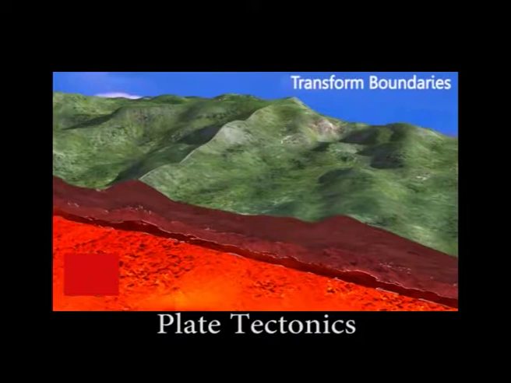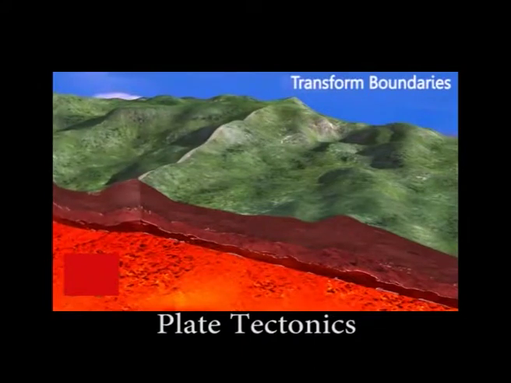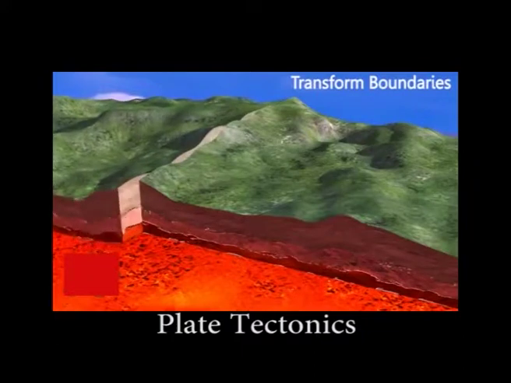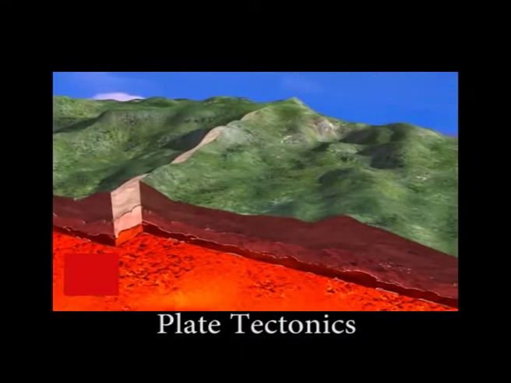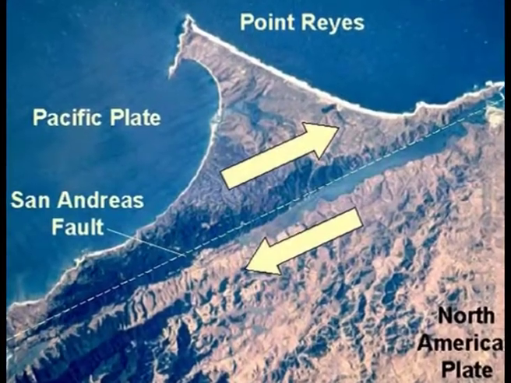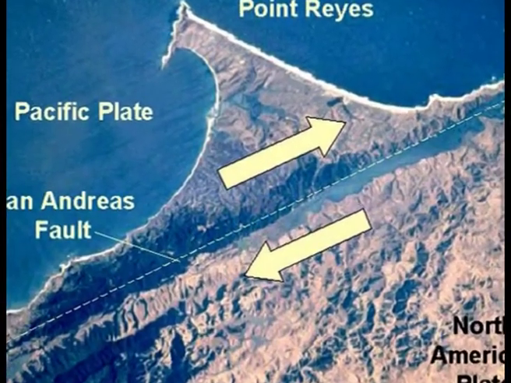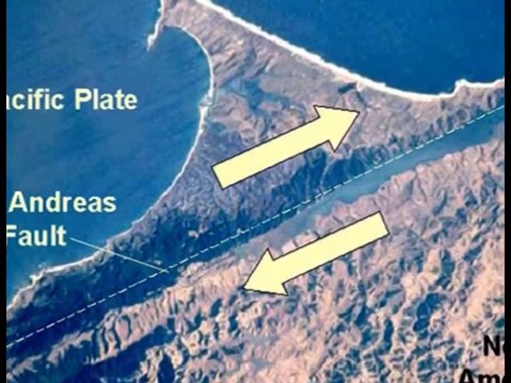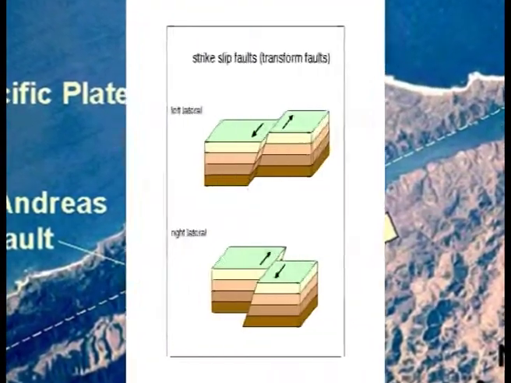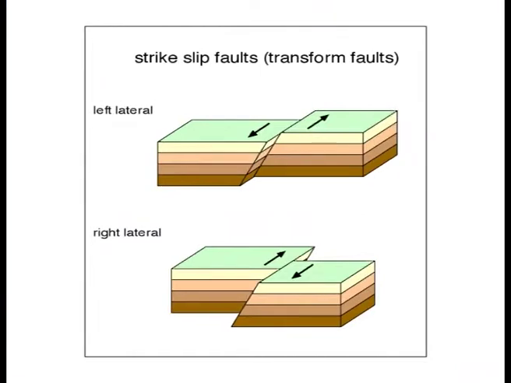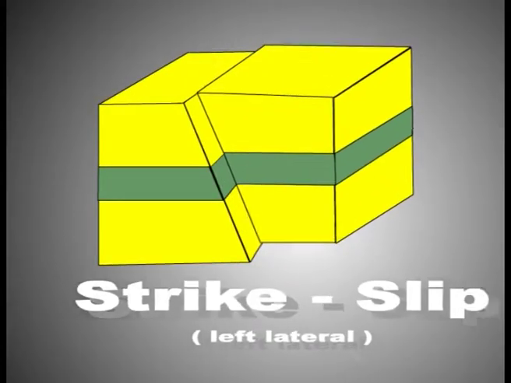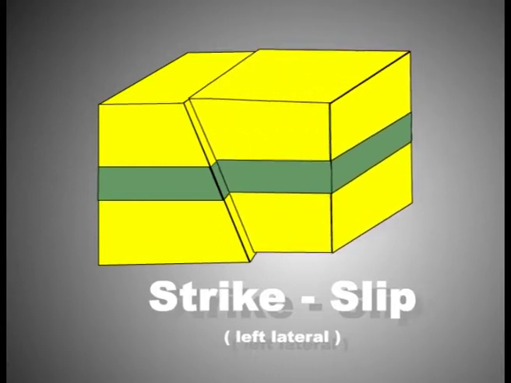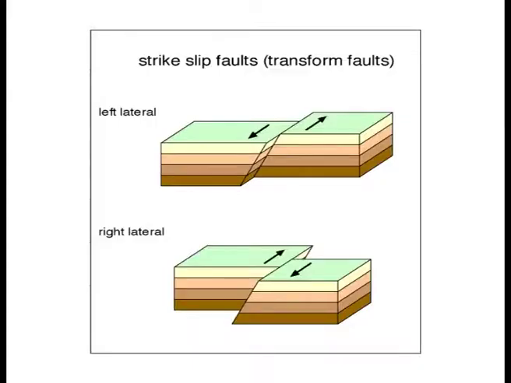Next, processes at transform fault boundaries. This type of boundary occurs where adjacent plates slide horizontally past each other, neither creating nor destroying lithosphere, without diverging or converging. These boundaries are a special type of fault called a transform fault, which is simply a strike-slip fault. The term transform is used here because the kind of motion of plates is changed or transformed.